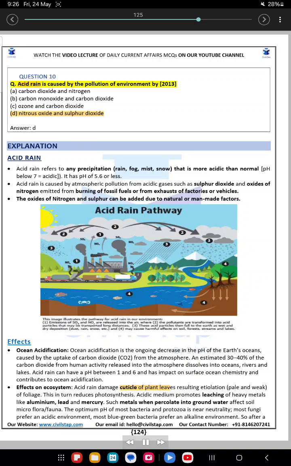Question 10. Acid rain is caused by the pollution of environment by, 2013. A. Carbon dioxide and nitrogen. B. Carbon monoxide and carbon dioxide. C. Ozone and carbon dioxide. D. Nitrous oxide and sulfur dioxide. Answer: D.